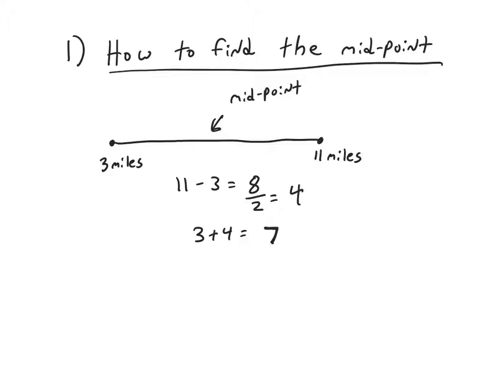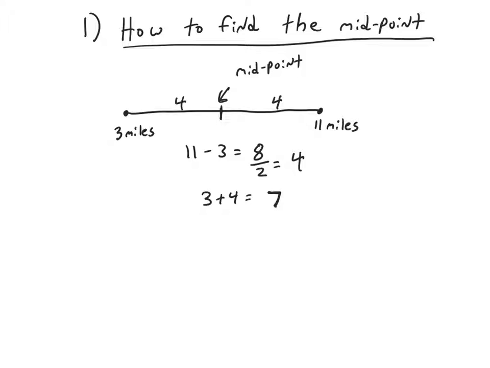Let's think of it this way. We had 4 miles here and 4 miles here, because these are 8 miles apart. From 3 miles to 11 miles, they're 8 apart. We have 4 here and 4 here. If we do 3 plus 4, we get 7.